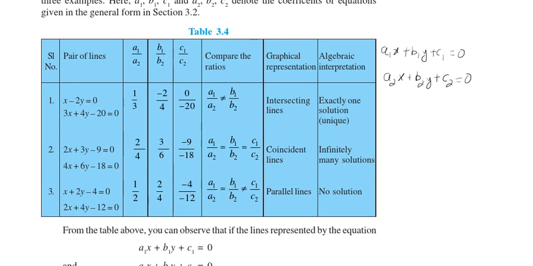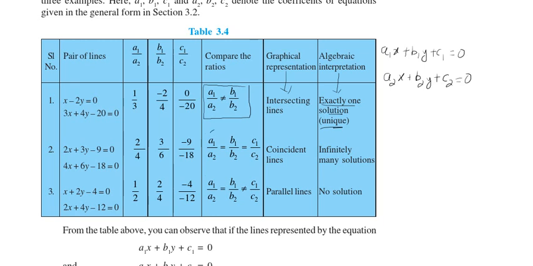If the ratios a1 upon a2 and b1 upon b2 are not equal, then the lines geometrically will intersect, the one which I showed, and algebraically it means they have exactly one solution. We say it is a unique solution. So you have to remember that for any two equations, if a1 upon a2 is not equal to b1 upon b2, they will intersect and have exactly one solution.